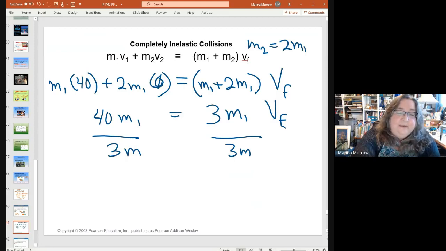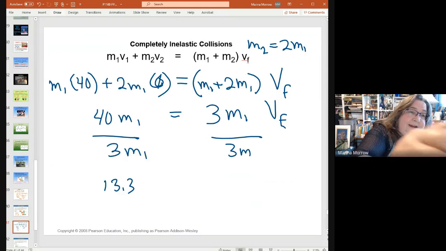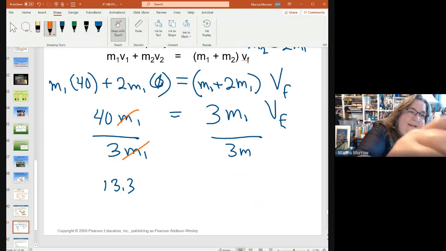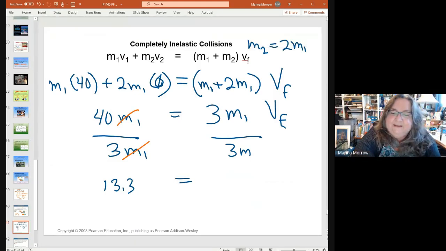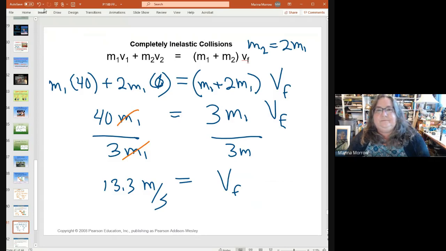And having picked a horrible number, 40 divided by 3 is going to be 13.3. And my mass 1s cancel, right? The mass 1 is gone. And so I end up with the final velocity is 13.3 meters per second. Okay, so you can figure things out without knowing the actual mass, if you know the relationship between the masses.